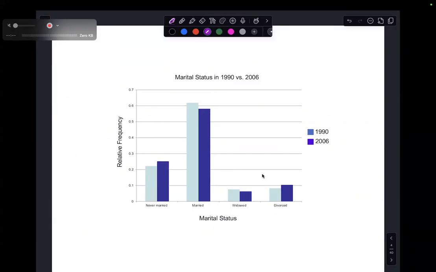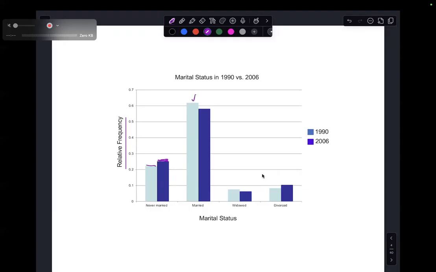So once again, I put relative frequency over on the side here, and I'm creating a bar graph. So now we're at percents or proportions. You can see if you look here that about 25% in 2006 were never married, and maybe 22% in 1990 were never married. So you can kind of see our proportions here. All I'm doing is taking the proportion and converting it to a percent.